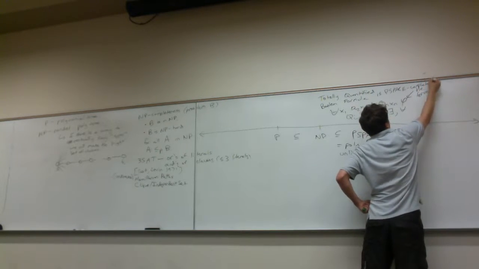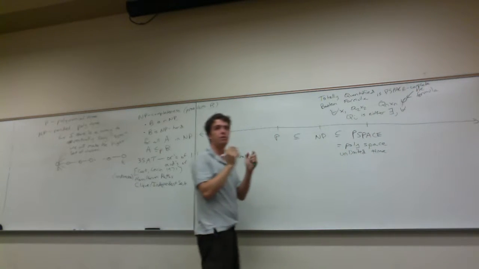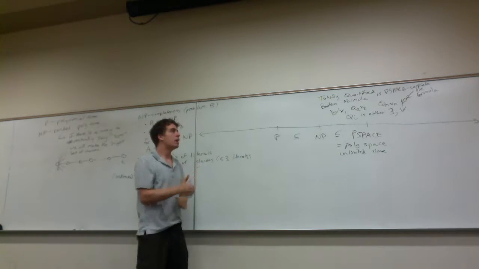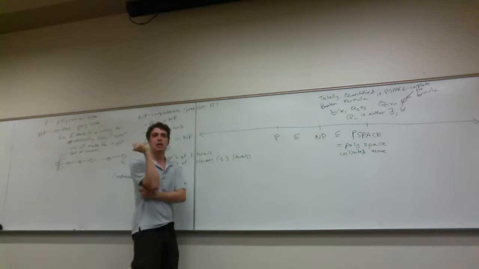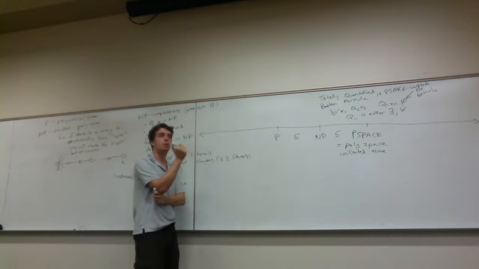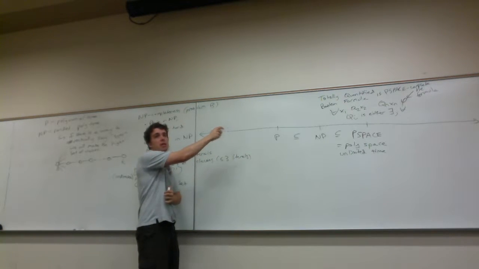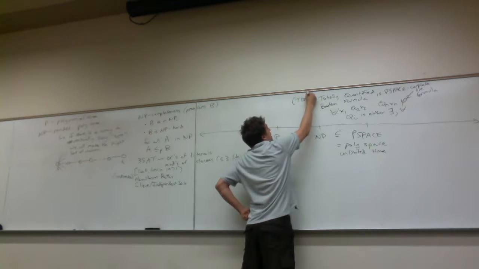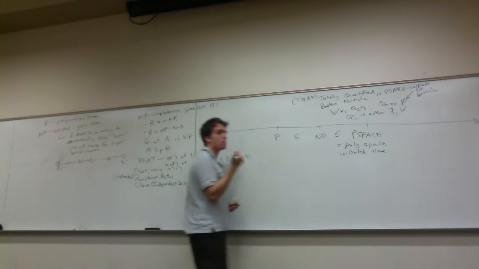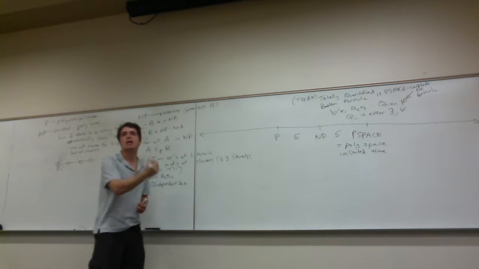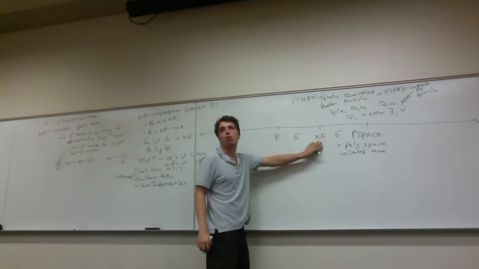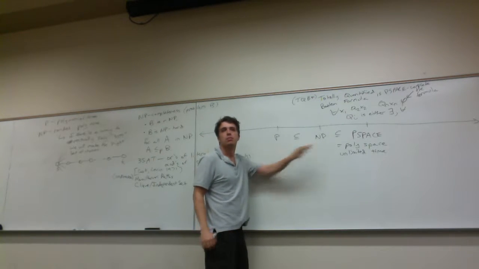And PSPACE completeness is defined very similarly to NP completeness. You have to be in PSPACE, and any problem in PSPACE has to polynomially reduce to TQBF, as this problem is called. So it's called TQBF. And by polynomially reduce, I mean polytime reduce. So it's the same kind of reductions as before for NP completeness. Okay?